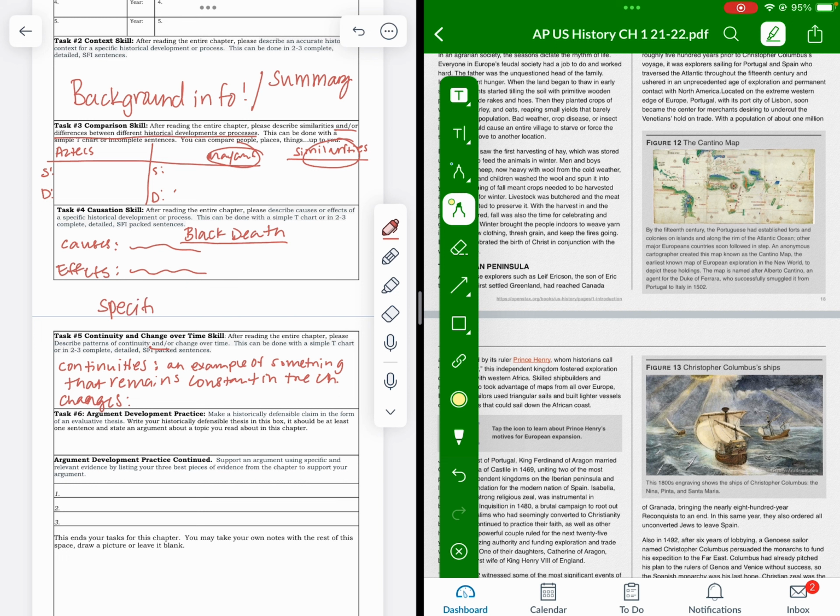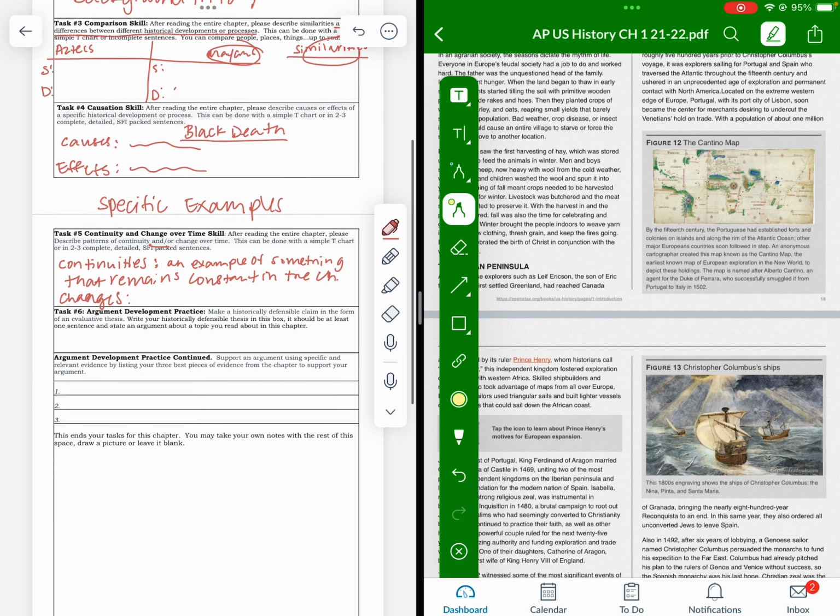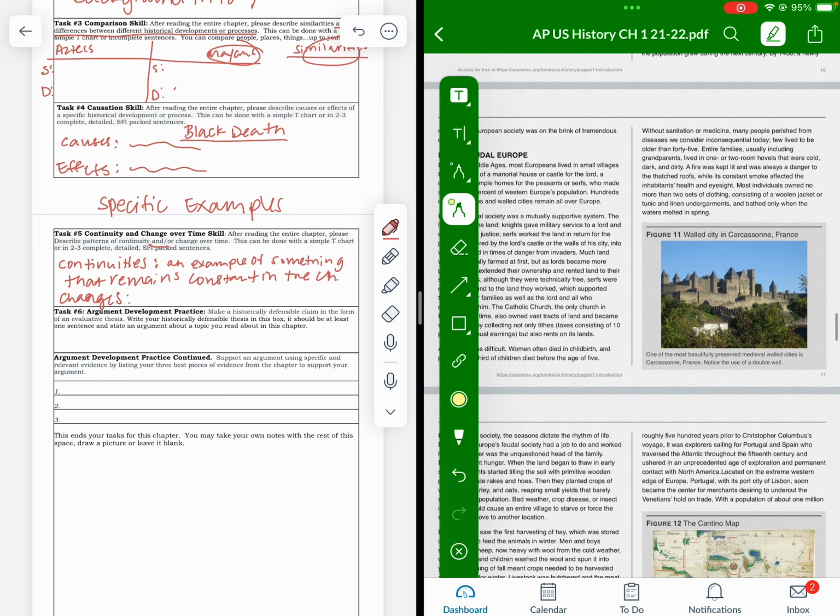Okay. And then the last task is task 6, and that is argument development, or basically writing a thesis. So what it says here is make a historically defensible claim in the form of an evaluative thesis. So basically you're just writing a historical argument that you can defend with evidence from the reading. I don't want to give too much away, and I don't want to give you guys a thesis to write, but if you're reading through this chapter, you want to make sure it's arguable.